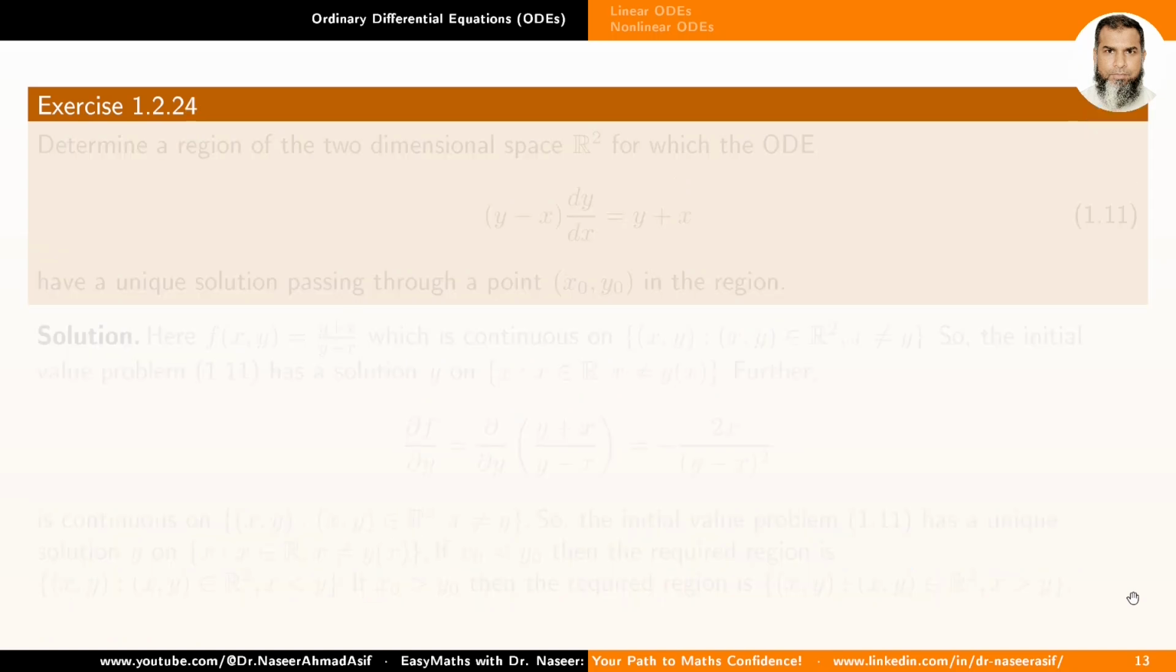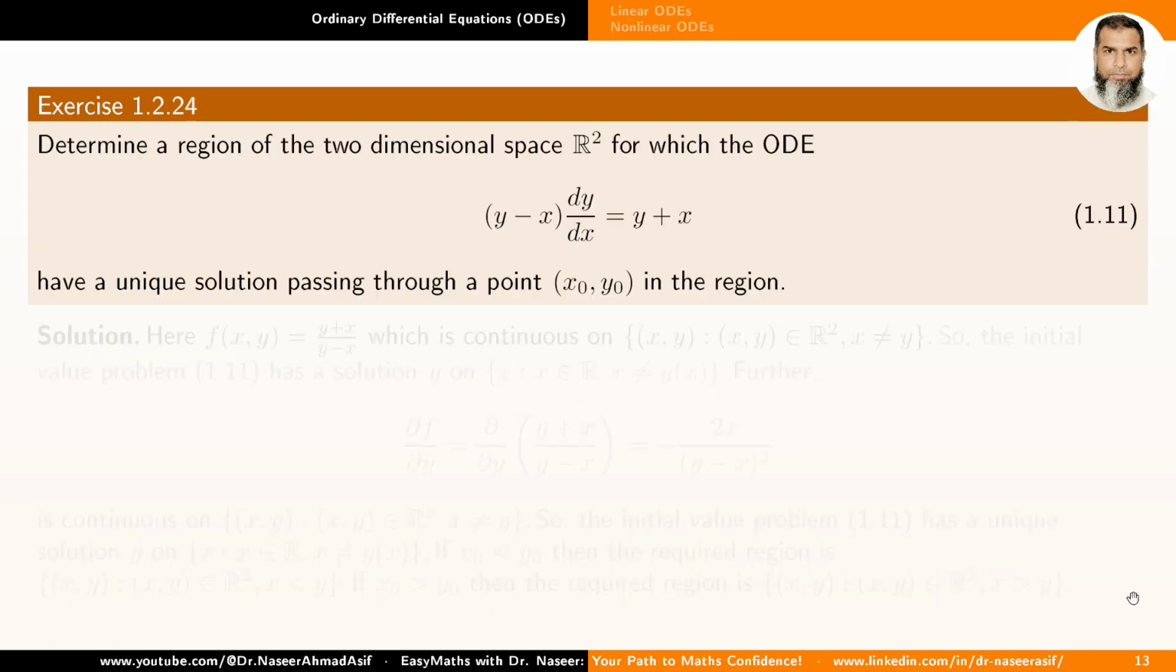Well, see another exercise. Determine the region of two-dimensional space R square for which the ODE (y minus x) dy by dx is equal to y plus x has a unique solution passing through a point (x naught, y naught) in the region. Well, see solution.